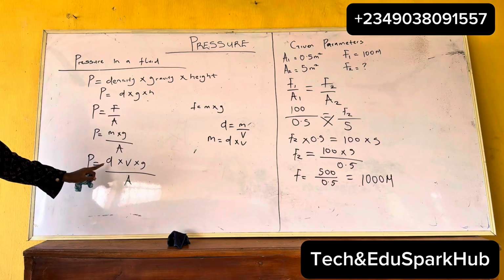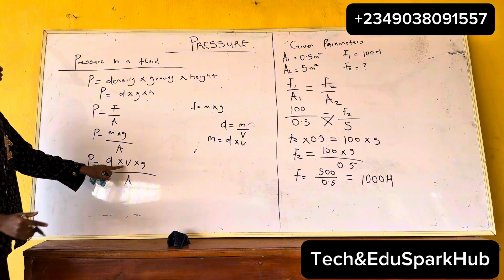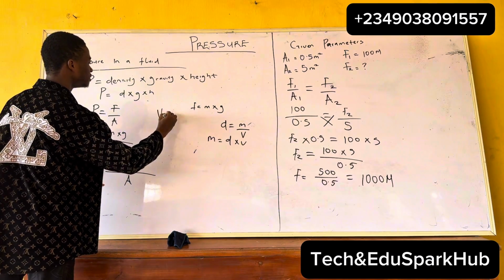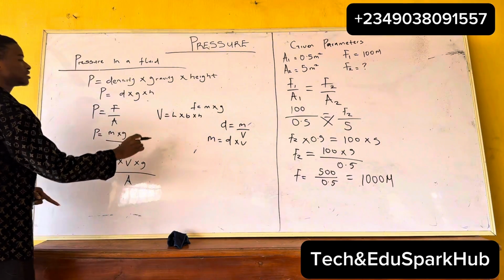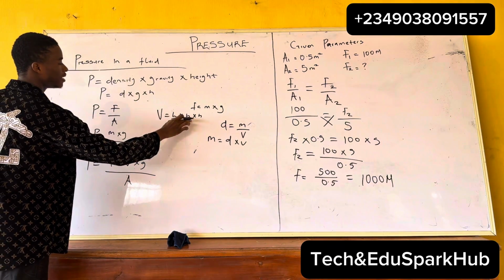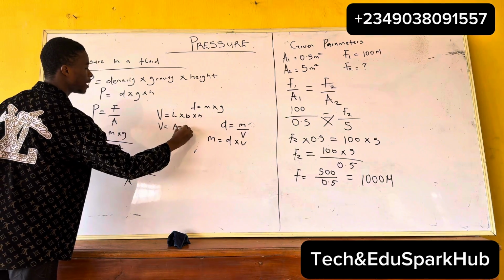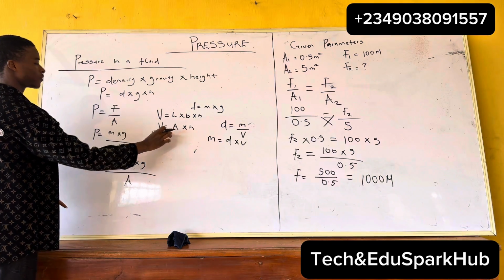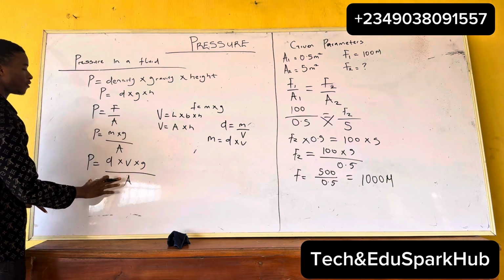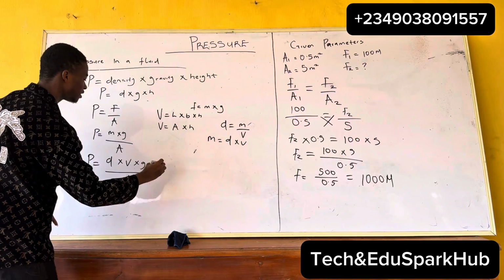So now that we have the formula density times volume times gravity divided by area, we know that the formula for V, which is the volume, is equal to length times breadth times height. So this is the formula for volume, and we know that the length times breadth is the area, so V equals A multiplied by H, which is the height. So this length times breadth is the formula for the area, and we can put this in this formula for pressure.